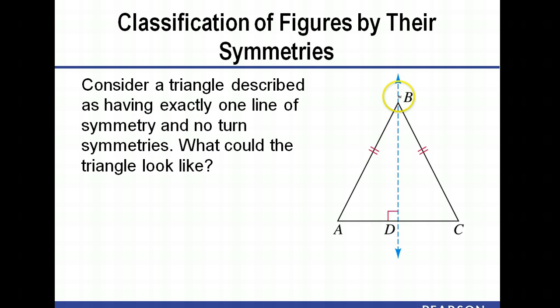So let's see what this would look like. One line of symmetry. So if we have one line of symmetry, that would allow us to fold or reflect this left part across to the right part or vice versa, which means I have these two sides, AB and BC, being congruent. So that gives us exactly two sides being congruent. The reason we can't have all three sides being congruent is because if this last side, AC, was congruent to AB and BC, then we would have a turn symmetry, right? We would be able to have 120-degree turn symmetry because we would have an equilateral triangle, right? So notice that we were able to say we have an isosceles triangle based on just knowing we have one line of symmetry and no turn symmetries.